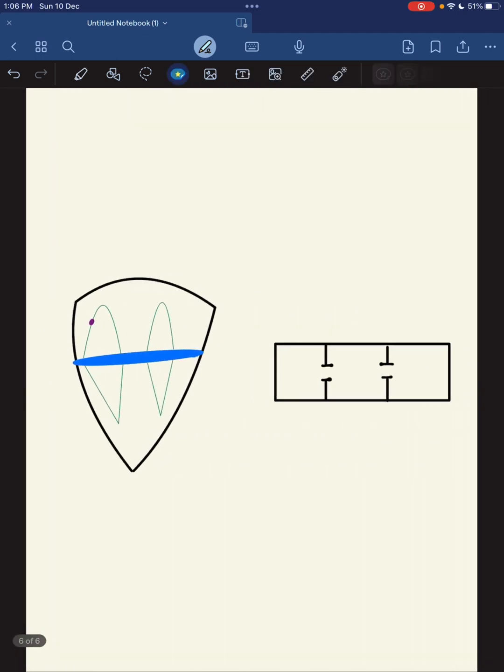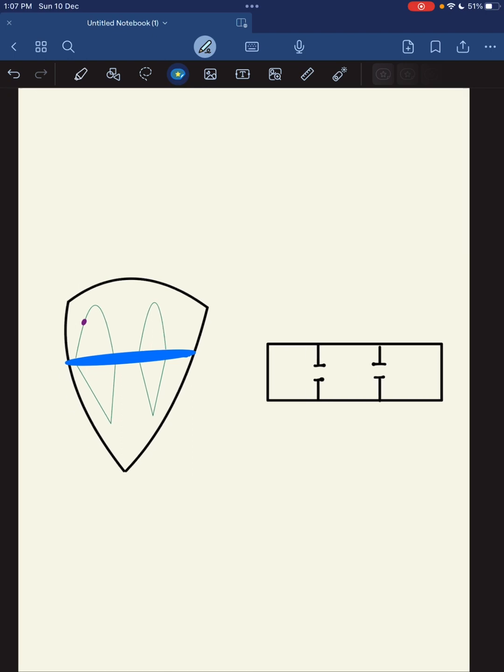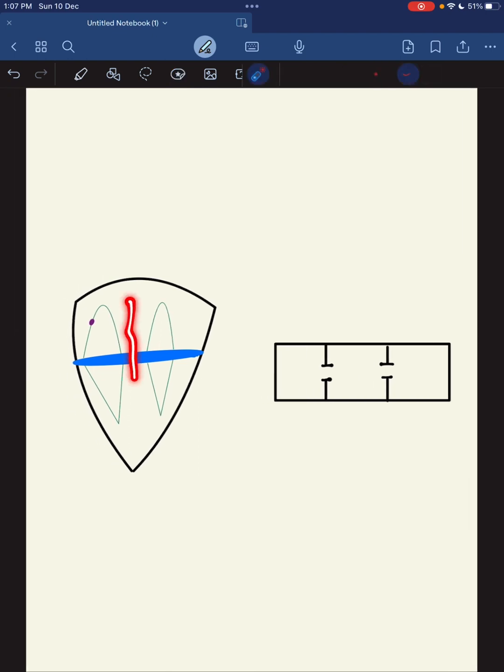So what is conduction? First of all, there is an electric current that moves through the muscle of the heart, basically the myocardium, in order to tell it to contract. So the first thing you need to remember is that heart muscle is specialized.